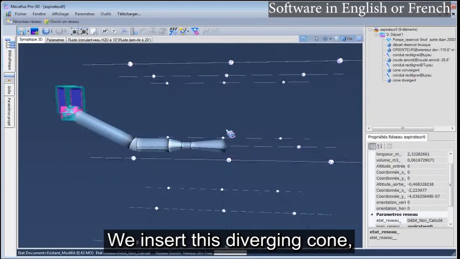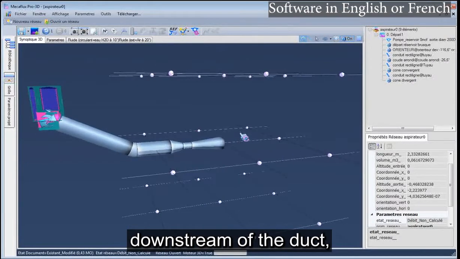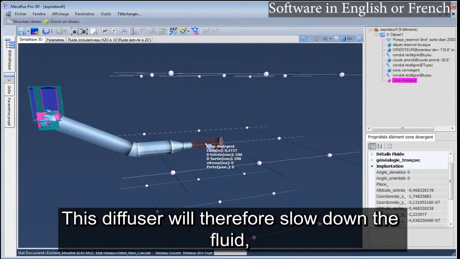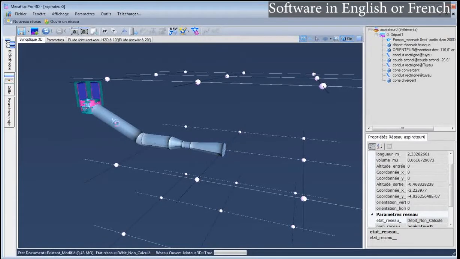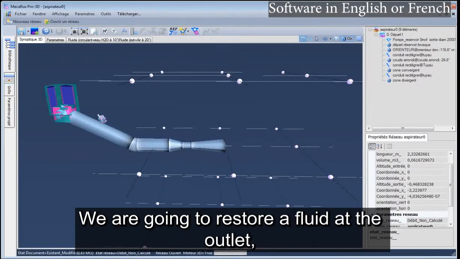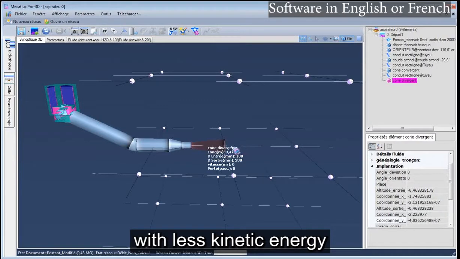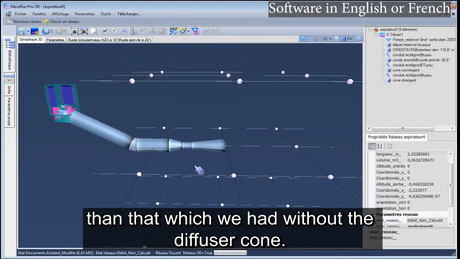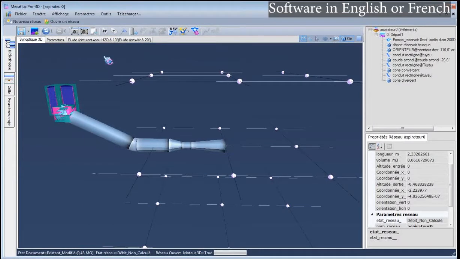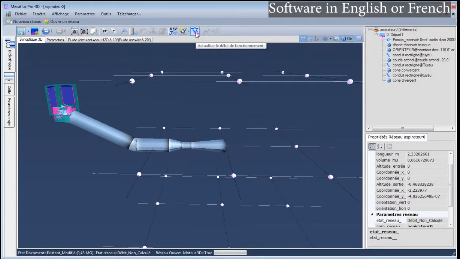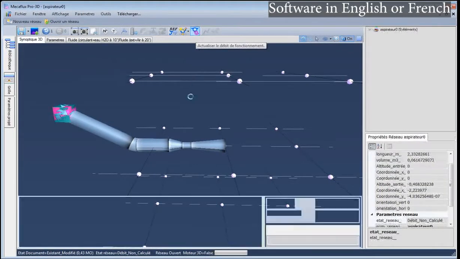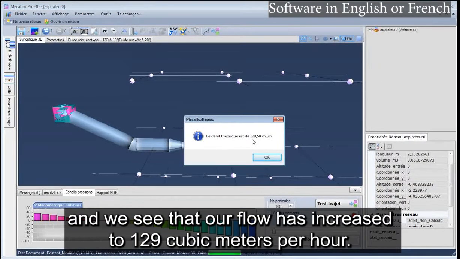We insert this diverging cone downstream of the duct. This diffuser will therefore slow down the fluid and modify the distribution of pressures on the path of the fluid. We are going to restore a fluid at the outlet with less kinetic energy than that which we had without the diffuser cone. We calculate the flow with this same variation in altitude, and we see that our flow has increased to 129 cubic meters per hour.